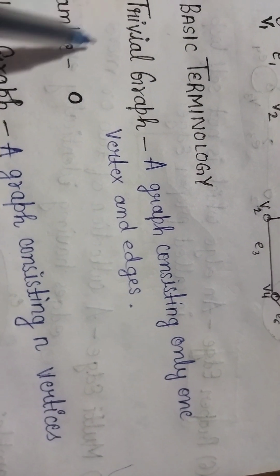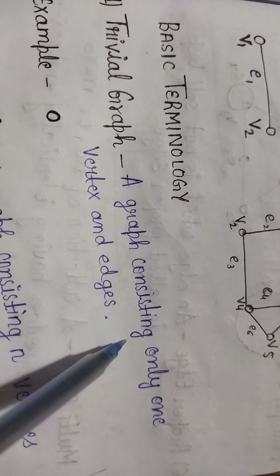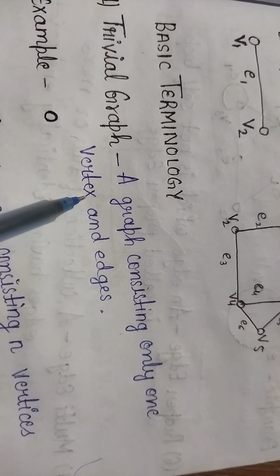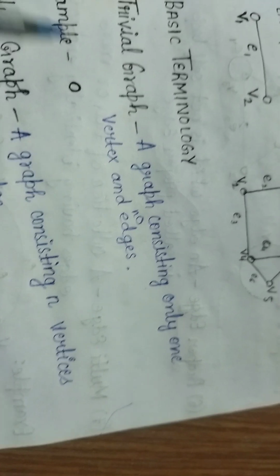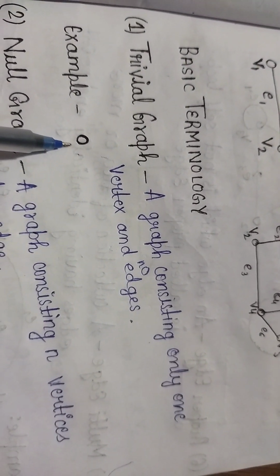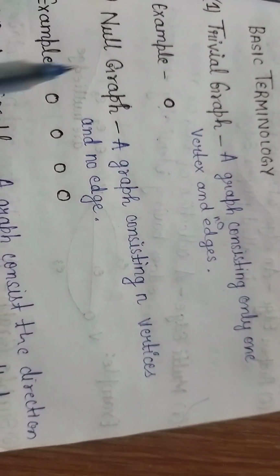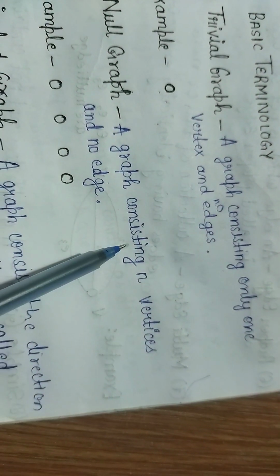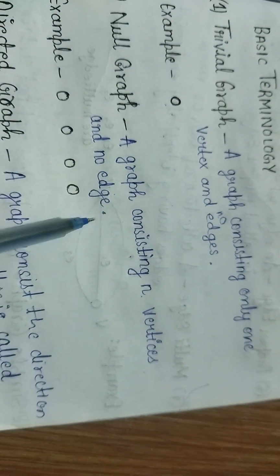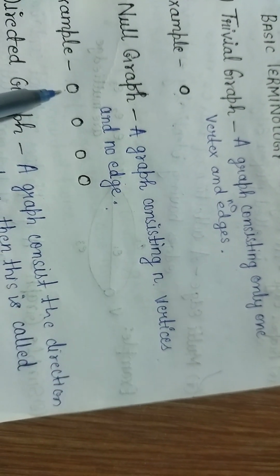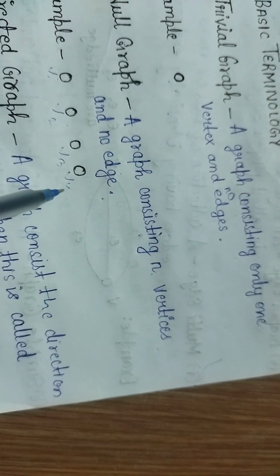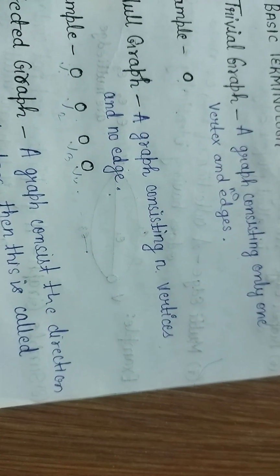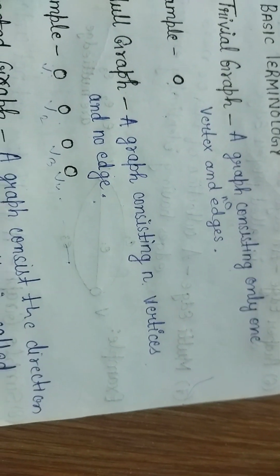The first one is the trivial graph, a graph consisting of only one vertex and no edges. So here in the example, only one vertex is given and there are no edges. Now the next one, null graph, a graph consisting of n vertices and no edges. Here one vertex is given and second, third, fourth and so on. These are vertices but edges are not given.